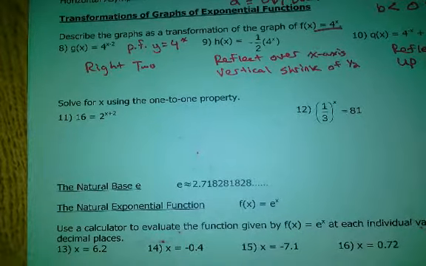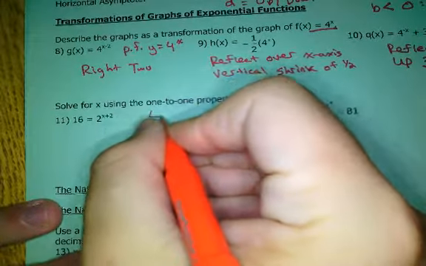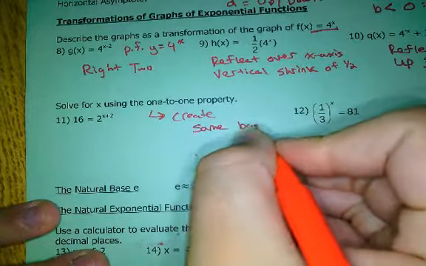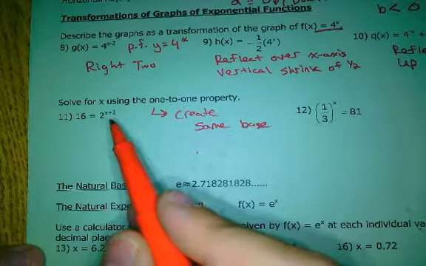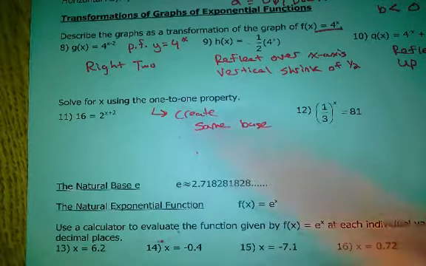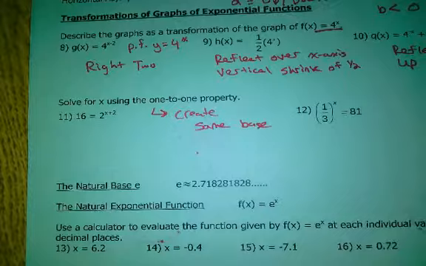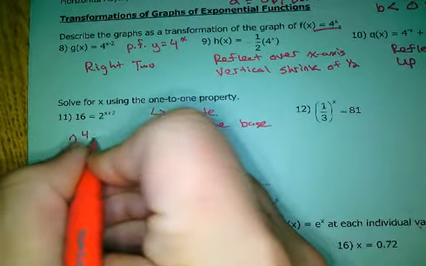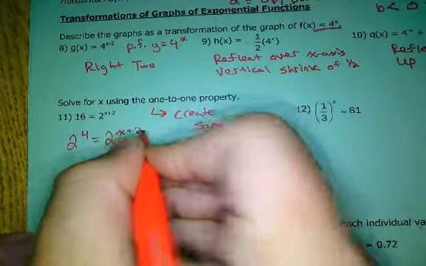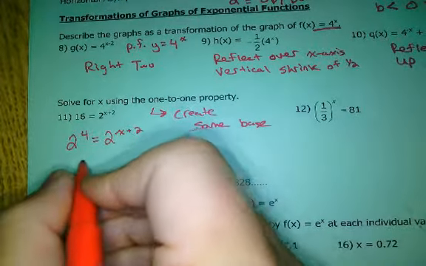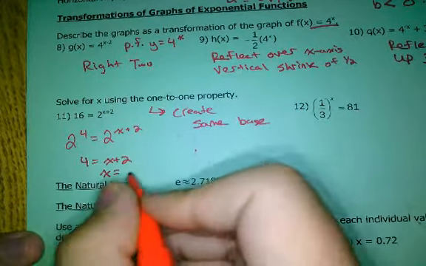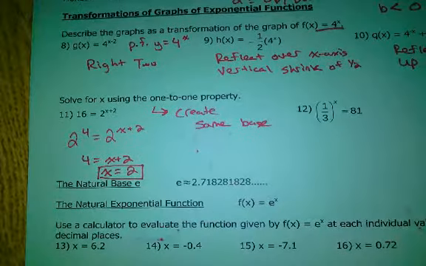Let's do one of these problems. Solve for x using a 1-to-1 property. All that means is create the same base. So, what base do these two have in common? And I can only go down, I can't go up. 2. So how can you rewrite 16 so it has a base of 2? 2 to the power 4. Once you do that, those 2's cancel out, and you're left with 4 equals x plus 2. X equals 2.